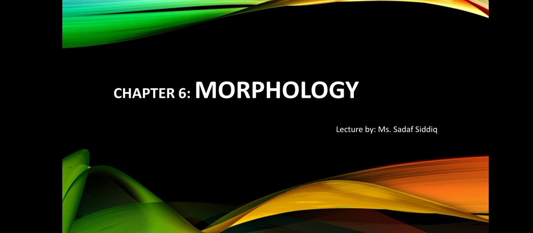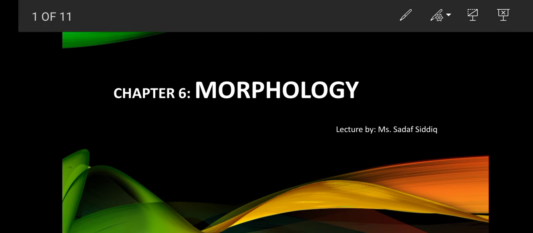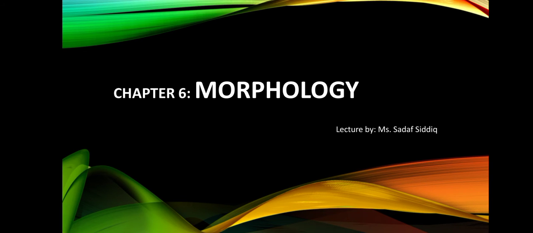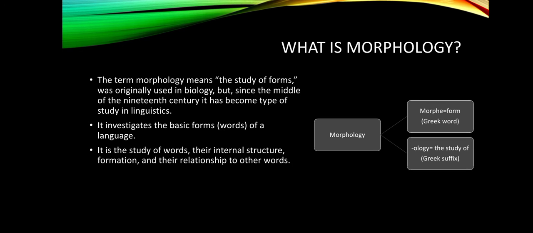In the previous chapter, we have studied about the formation of words. This chapter, which is chapter number 6, titled as Morphology, is also about words. Let us see what is morphology. The term morphology means the study of forms. By forms, here in linguistics, we mean words.